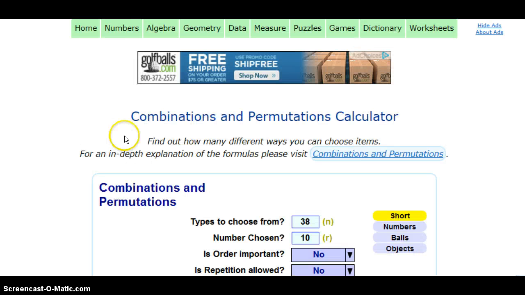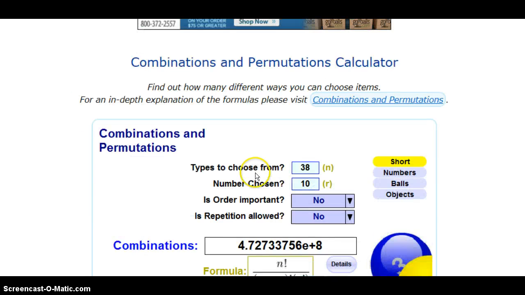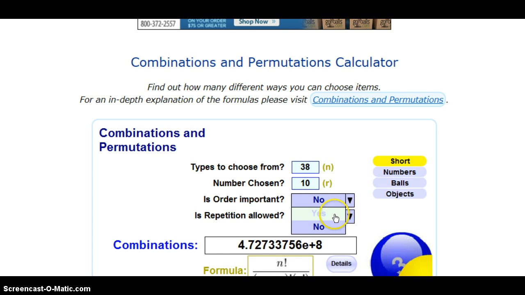Your calculator should be able to handle all these. If not, there are some nice ones online. Just do a combinations and permutations calculator. There's a bunch to choose from. Is order important? No is combinations. Yes is permutations.